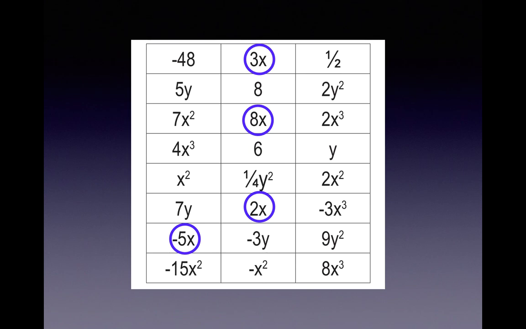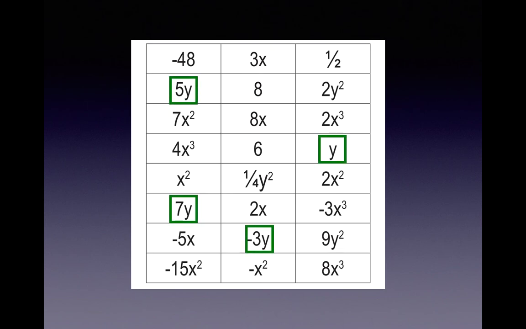So I've got a 3x and an 8x, 11x, and another 2 is 13x, and minus 5 is 8x. So in total there I've got 8x. I'd put the y's together separately. Okay, so if you add those, what you'd end up with is, I think, 10y.